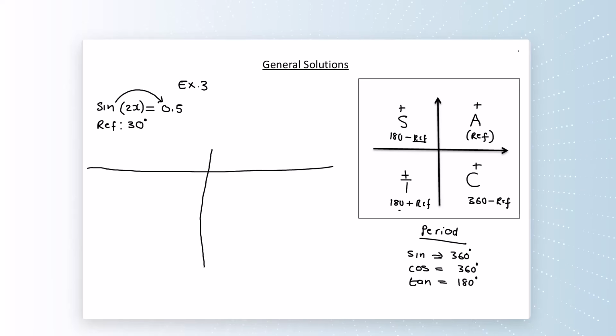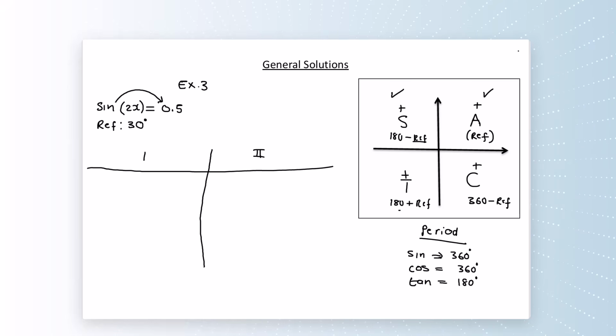The number on the other side of the equal sign is positive. The 0.5 is positive, meaning we are going to look for quadrants where sine is positive. That will be the first and the second. Beautiful. We have the first quadrant and the second. Sine is positive there. All right. Remember the first quadrant, the reference angle belongs there. We just take the reference angle as is.